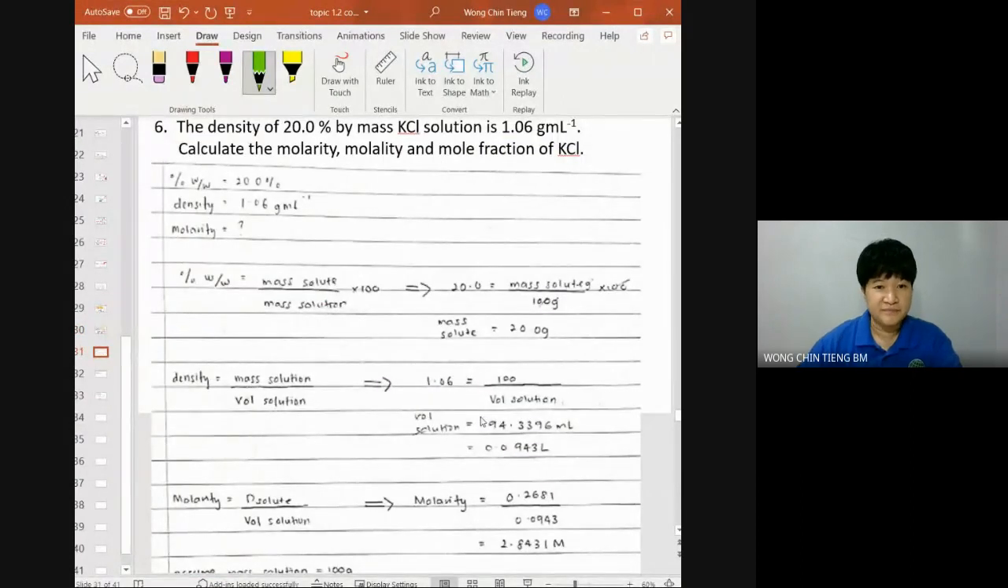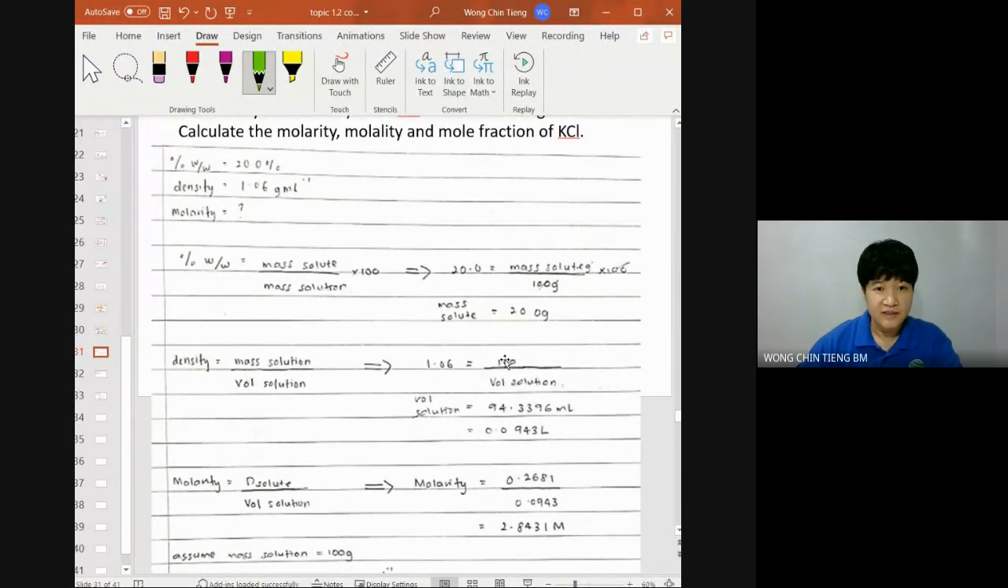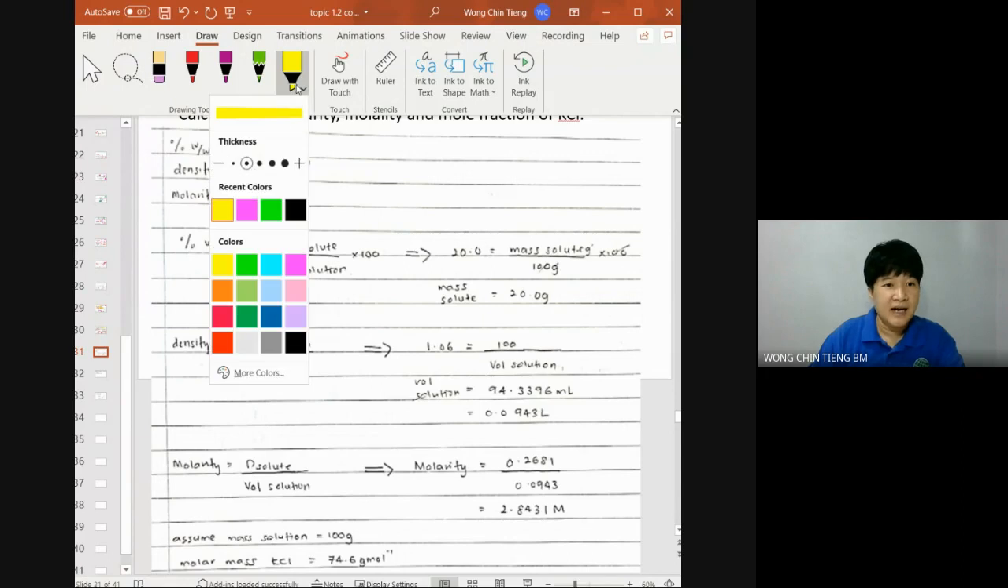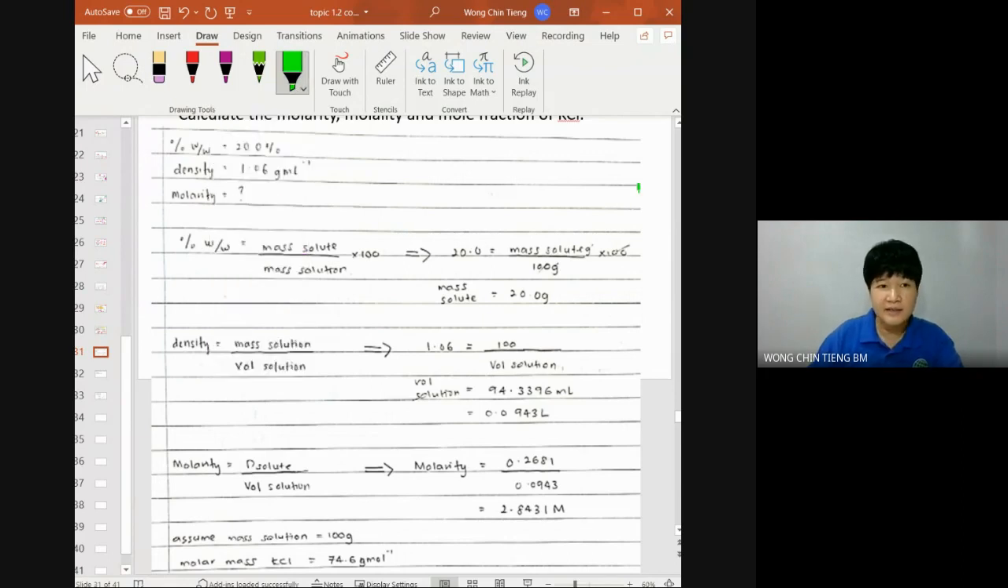Soalan 6. I love this answer. Antara soalan yang saya suka. Antara jawapan yang saya minat. The way they write it, clean, clear, dia jelas dengan apa yang dia ada. Look at the way yang kawan kamu buat. Ada percentage by mass diberi, density diberi. So first thing your friend do, formula of percentage by mass. Second thing, density yang dia bagi.